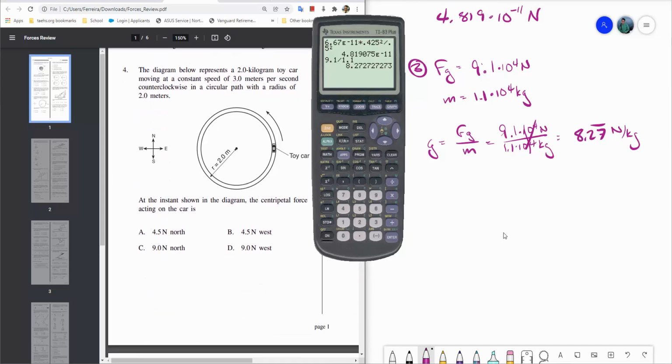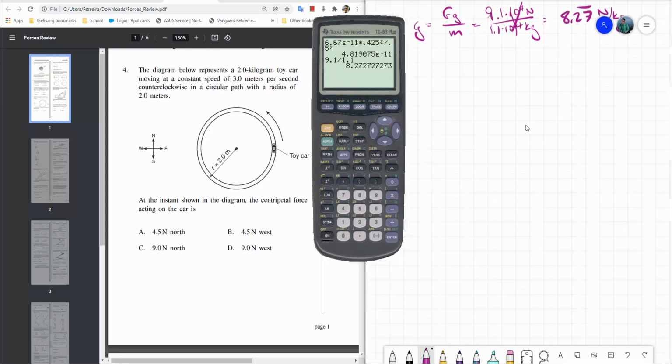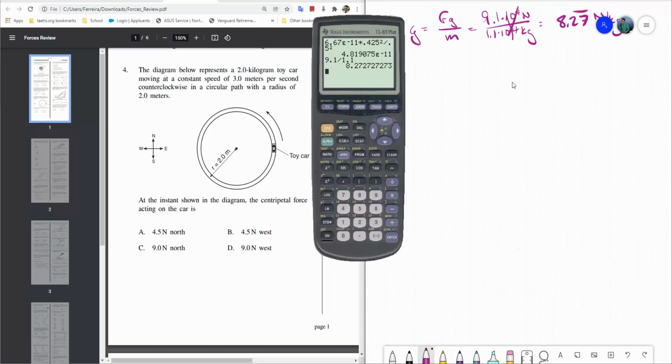Moving on, question 4. The diagram below represents a 2 kilogram toy car moving at a constant speed of 3.33 meters per second clockwise in a circular path with a radius of 2 meters. At the instant of the diagram, the centripetal force acting on the car is what? So centripetal force is equal to centripetal acceleration times mass. And centripetal acceleration is equal to velocity squared over the radius.